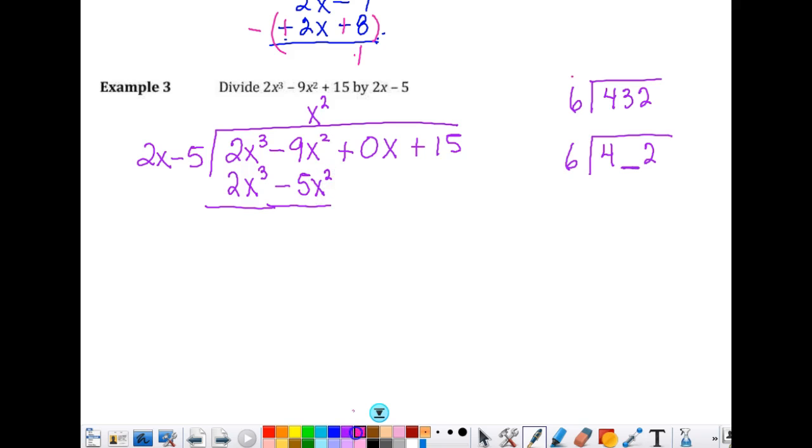What's our next step? Subtract, that's right. So that means we got to change everybody's sign. He becomes a minus, he becomes a plus. Okay, so that's going to cancel out and make nothing. And that should happen every single time. Okay, negative 9 plus 5 is negative 4x squared. Okay, and then plus the 0x. There's a 0 there because we didn't have any x's up here, and we had to fill it in. You have to have every one of them accounted for.